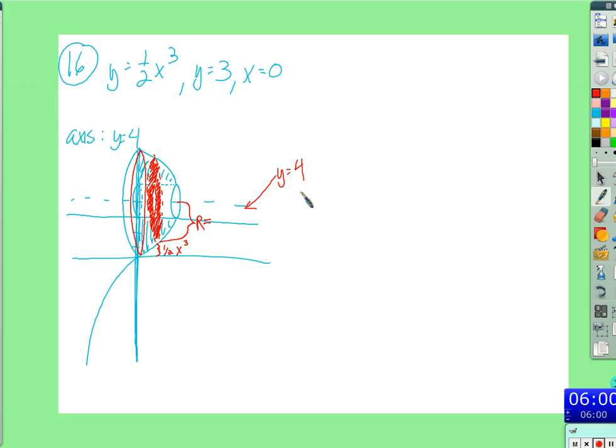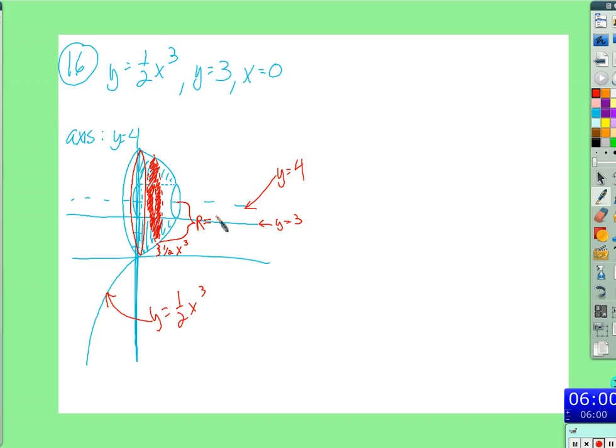That's not a radius of anything, that's not a radius. Where is y equals 3? Right here. Then this right here is y equals 1/2 x cubed. Would you just subtract? Subtract 4 from 1/2 x cubed?